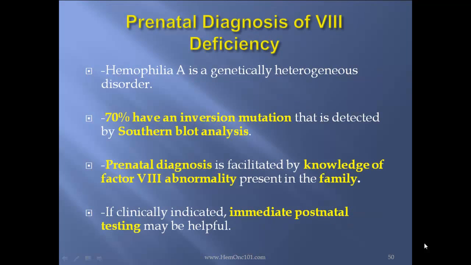Prenatal diagnosis of factor VIII deficiency. Hemophilia A is a genetically heterogeneous disease. 70% have an inversion mutation that is detected by Southern blot analysis. Prenatal diagnosis is facilitated by knowledge of factor VIII abnormalities seen in other family members, via RFLP for instance. If clinically indicated, immediate postnatal testing may be helpful.